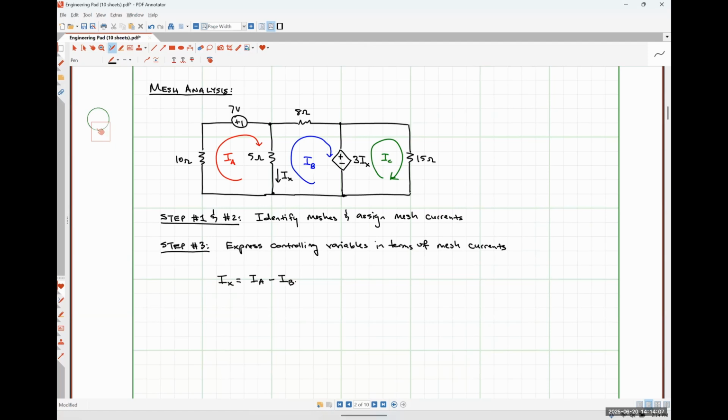If instead we had a controlling variable that was a voltage, we would do the exact same thing, except that we would just multiply that total current flowing through the element times the resistor value itself, which is what we're going to wind up doing here in a moment when we start writing our KVL equations. So does anybody have any questions about how I chose the signs for my Ix relationship?